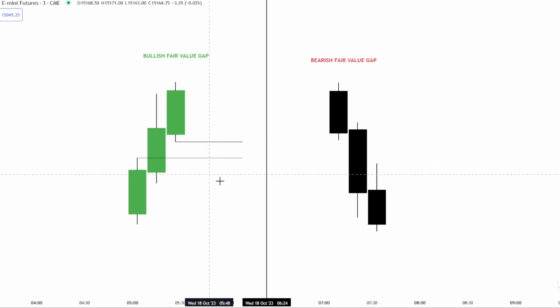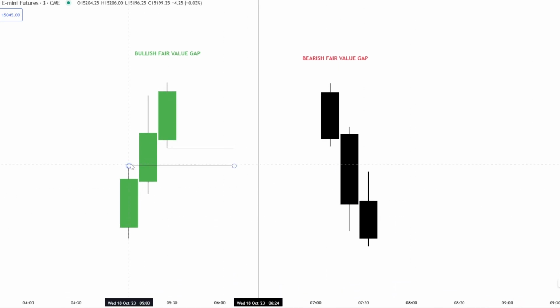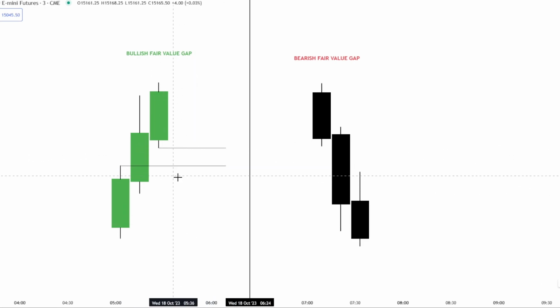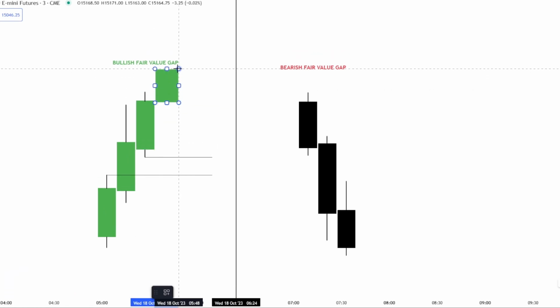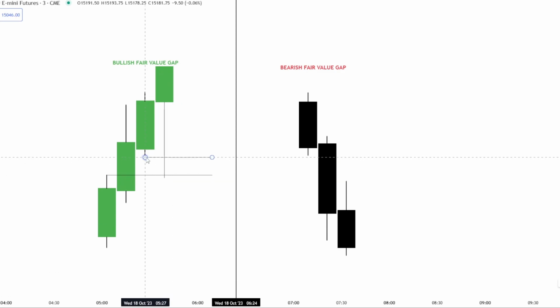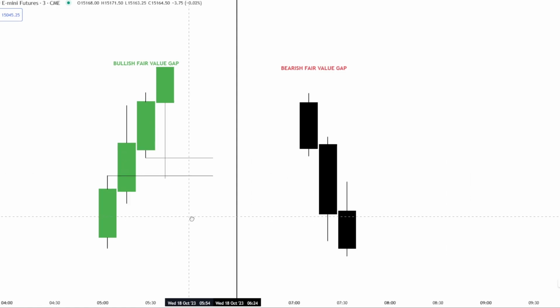So a fair value gap is an inefficiency. If this wick and this wick are not overlapping, everything in between right here is an inefficiency. There's an inefficiency in the market, and what price typically wants to do is to fill out that inefficiency. It wants to balance out that inefficiency. The way it would do that in a bullish scenario is, let's see, if this candle's wick goes down here, then all of a sudden the lines that I drew are overlapping with a wick, which means that fair value gap has now been filled. There's no inefficiency left there.